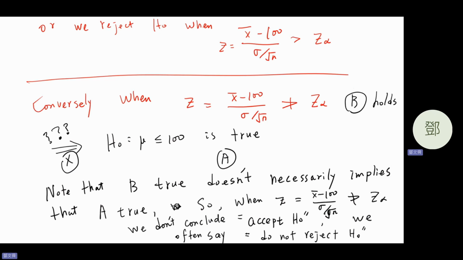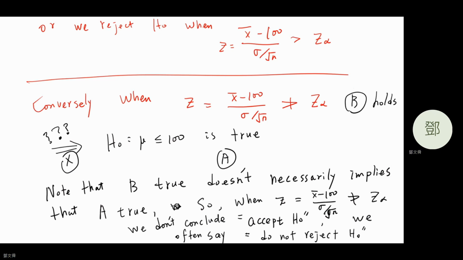You should not say H0 is true because you see B. When you see B, you cannot conclude A. All you can say is that when B is true, it does not necessarily imply that A is also true. So when these happen, we do not conclude A. We don't say H0 is true, we accept this hypothesis.